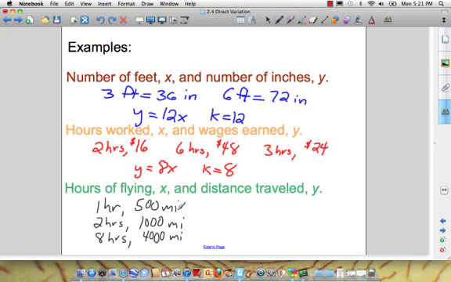Okay, I'm realizing that I initially said 400 miles an hour, but in this example I obviously did 500 miles an hour. Sorry about that. So the equation for this one, y, the distance, is, well, you take the hours, x, and you multiply by 500. So in this case, the constant of variation is 500 miles because you're going 500 miles an hour. Okay, hope that makes sense.